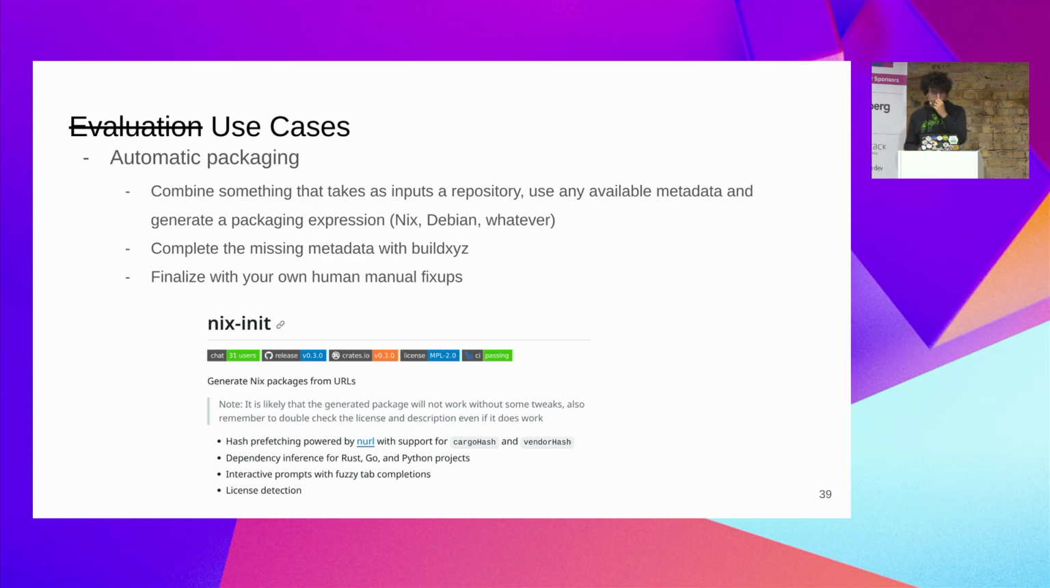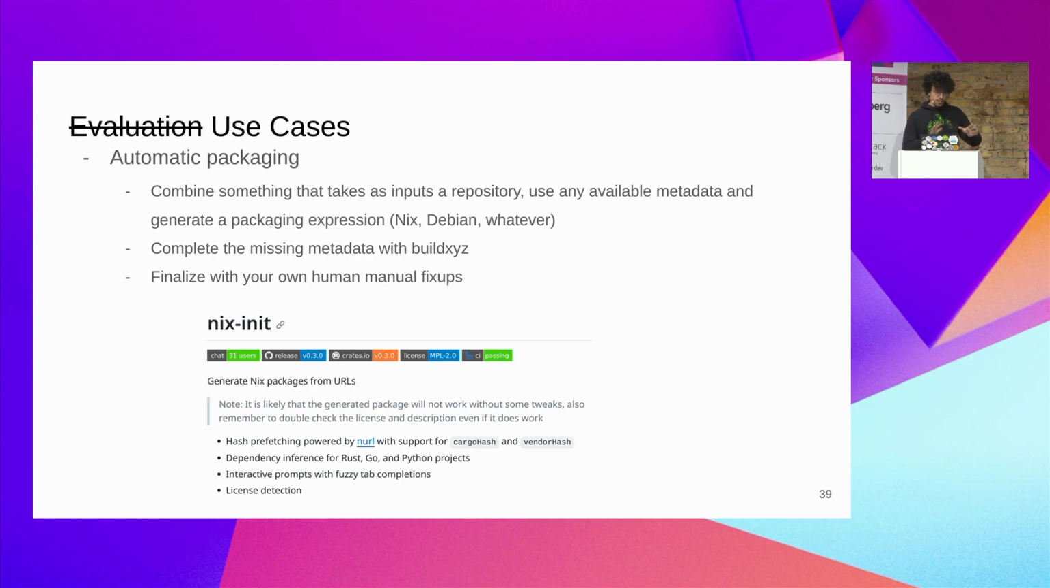Also, an interesting use case is automatic packaging. So you have some repo. We said at the start we don't want to read the README or the source code. So maybe we can use this to automatically not read the source code or the README and to send packages to Debian or Nix packages or whatever. And actually, it kind of already exists. So Nix init is something in the Nixpkgs ecosystem that you can point at a repo, and it will try to figure out a nice expression based on some heuristics.